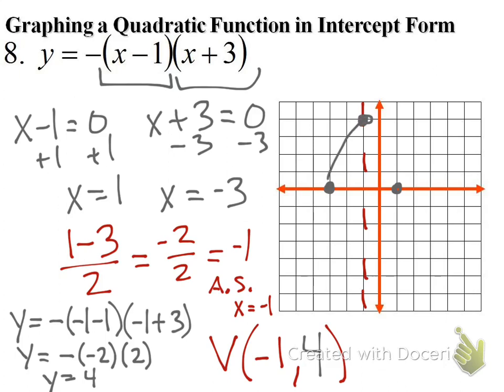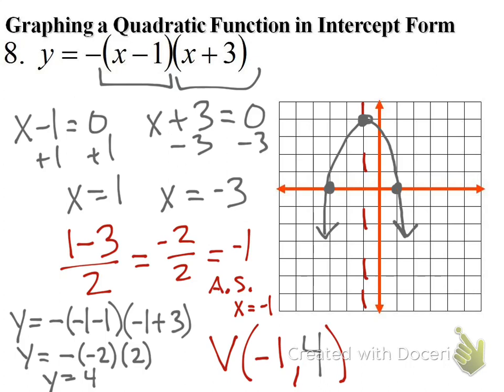And then you can always double check, should this be opening up or down by looking at the equation? It should be opening down. This is A right here. A is negative 1, so it should definitely be opening down. Great. And again, in intercept form, you will only have 3 points. You'll have your 2 x-intercepts, and then you'll have your vertex. So we're good to go. Any questions?